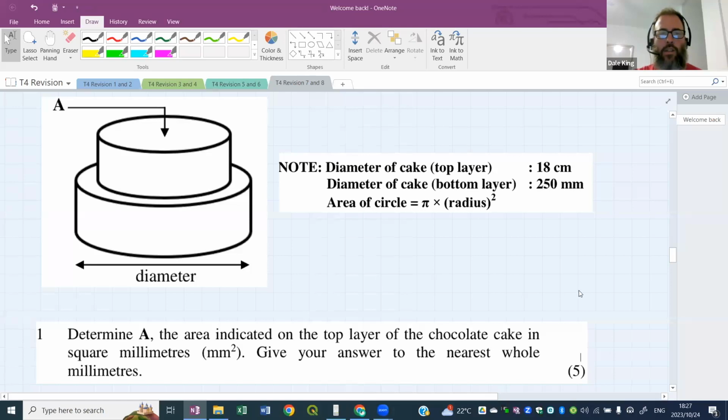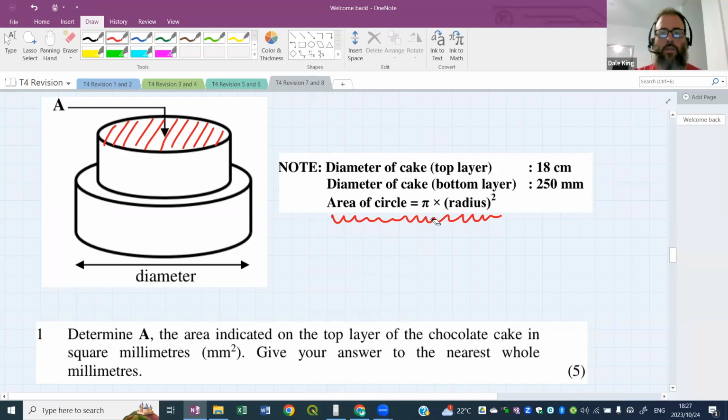It's not that bad. Determine the area of the top of the cake. That's this part here that I am highlighting. Determine that area. Guys, they give you the formula.